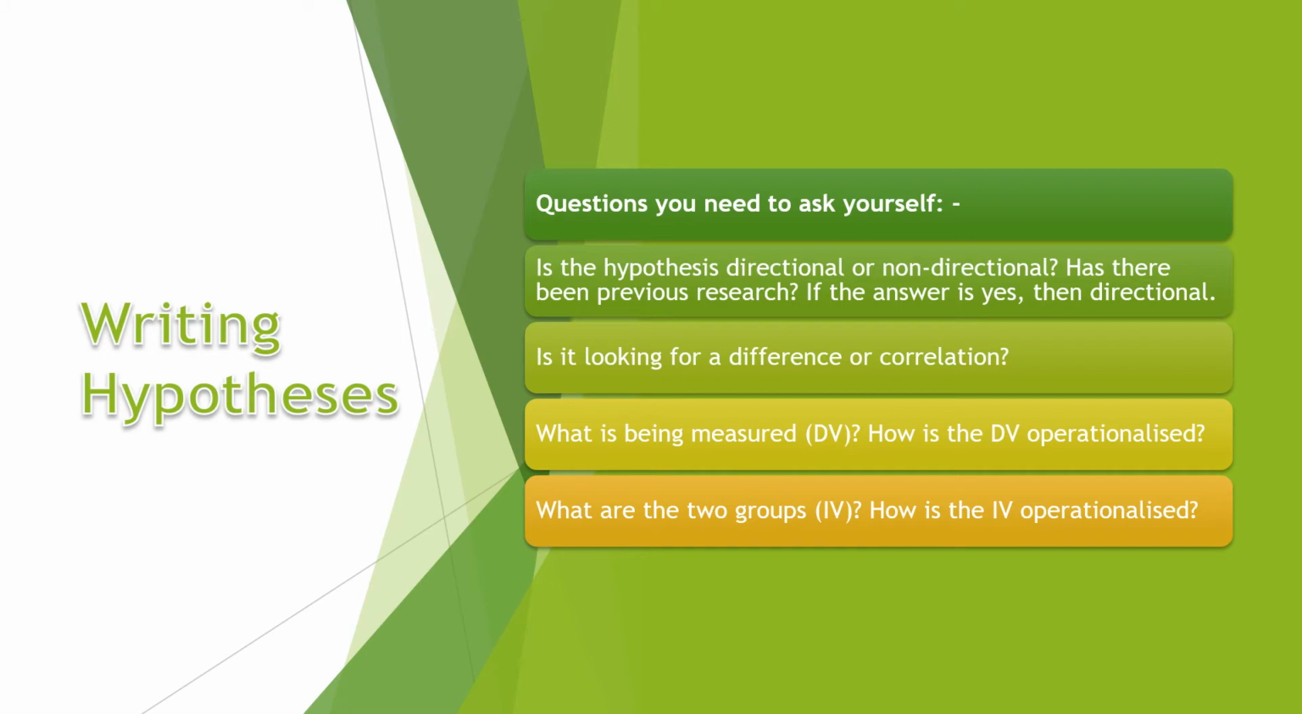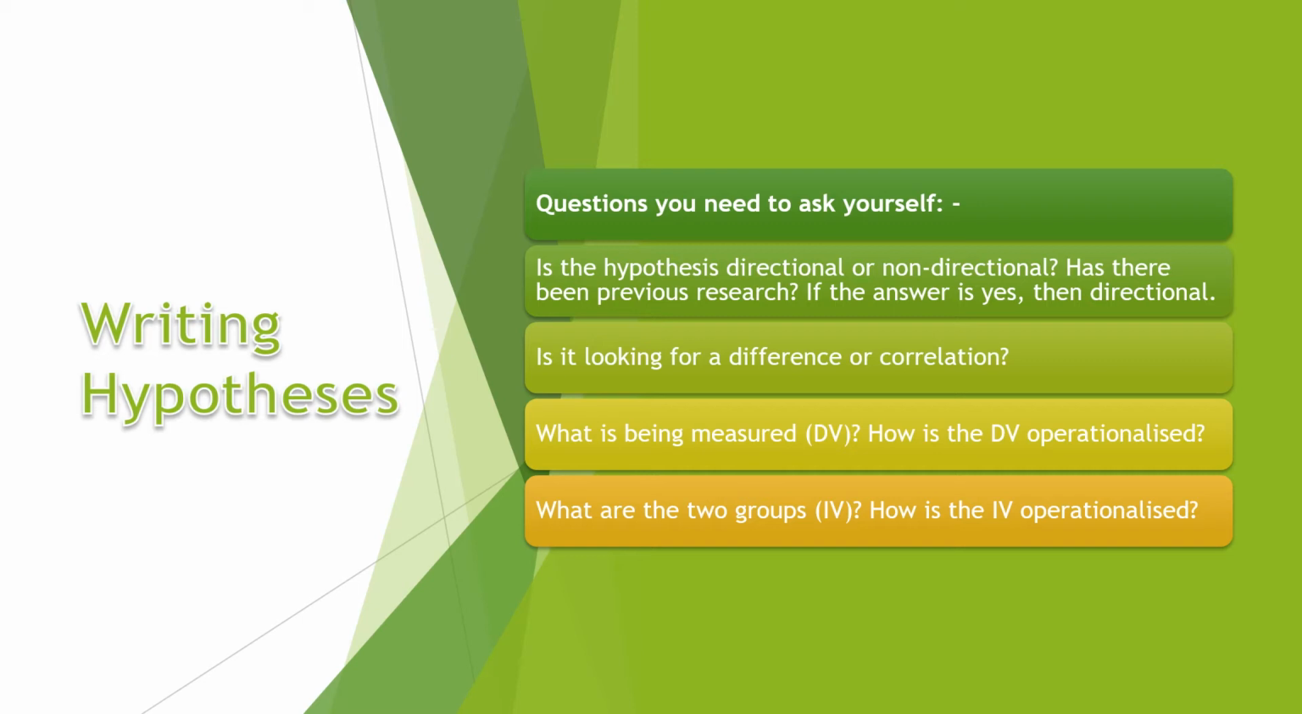When you're presented with a stem in an exam, there are four things you need to ask yourself. First of all, is the hypothesis going to be directional or non-directional? And what you're looking for in the stem is any mention of previous research. If there's a mention of previous research, then you can write a directional hypothesis. If there's no mention of previous research, then it's got to be non-directional.